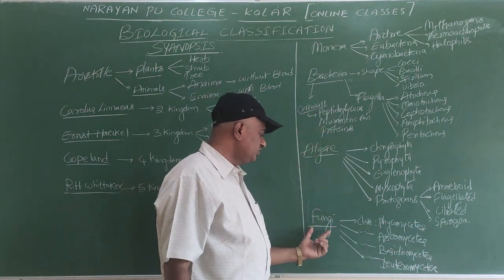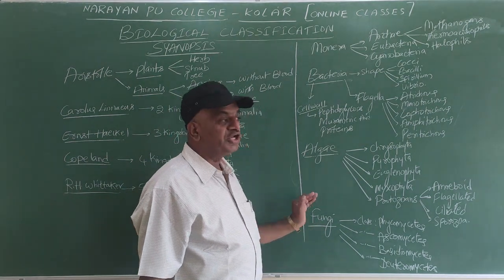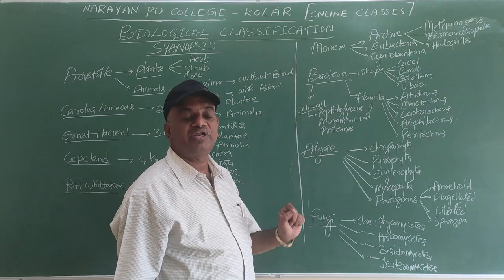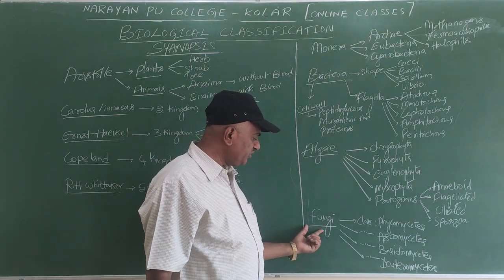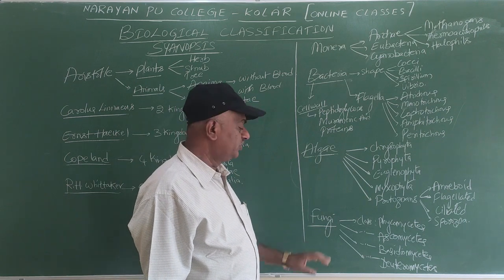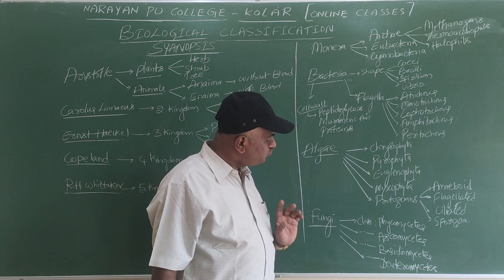The next one is fungi. Fungi are a group of plants which cannot prepare their own food. They are called achlorophyllous. So they cannot prepare their food, they depend upon others. The fungi, Mycota, has 4 classes.